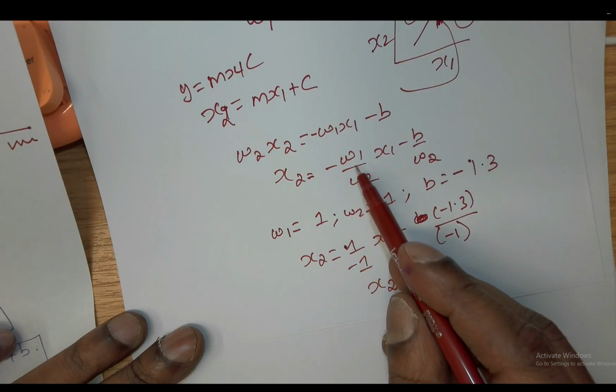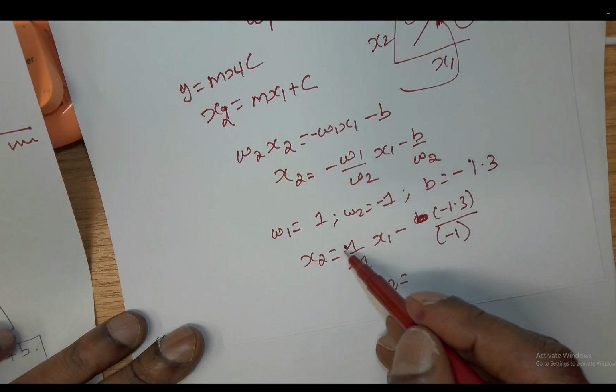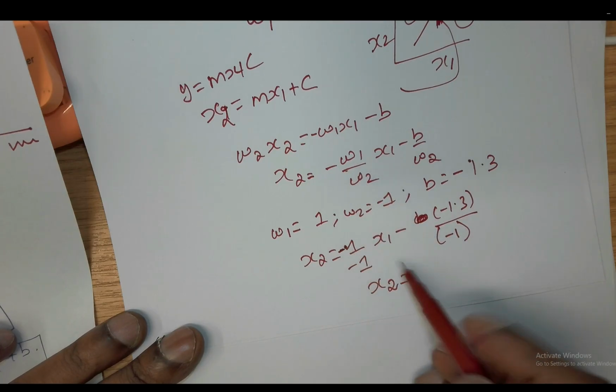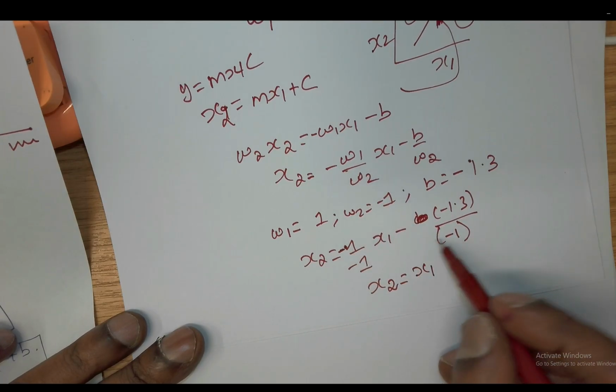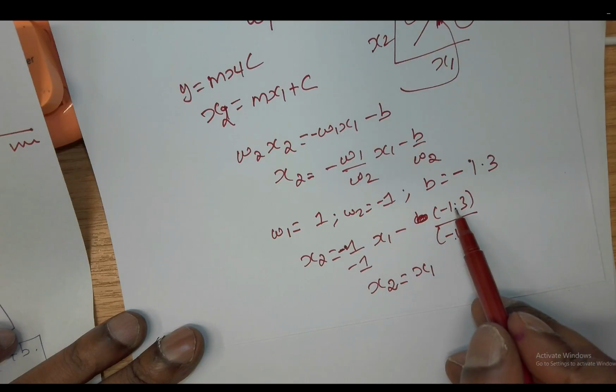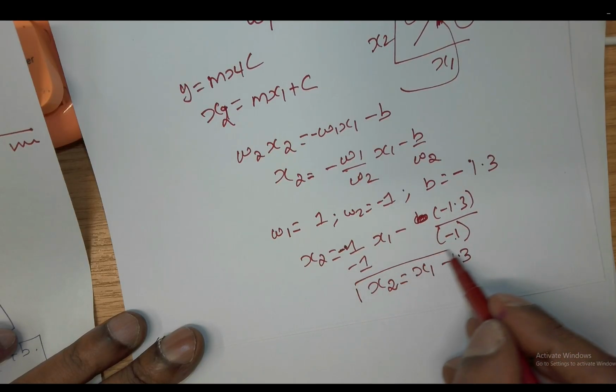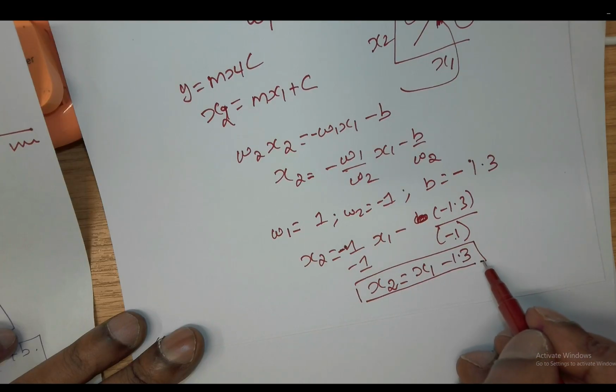So x2 will be equal to, so this is w1, isn't it? Yeah, so minus w1 by w2, minus 1 by minus 1, that's equal to plus 1, so x1, and then minus minus plus, and minus multiplied by minus, that's minus 1.3. So this is your equation of hyperplane.